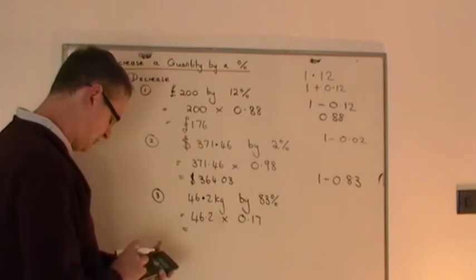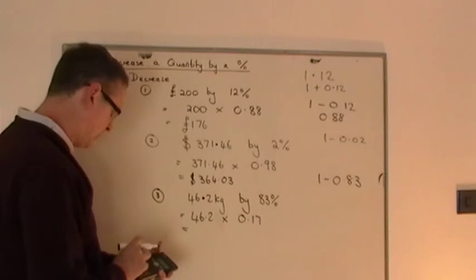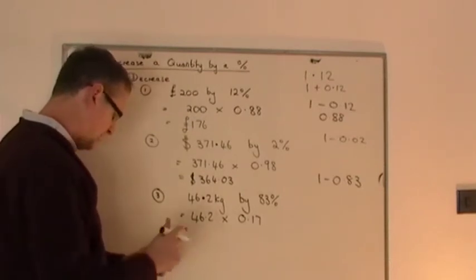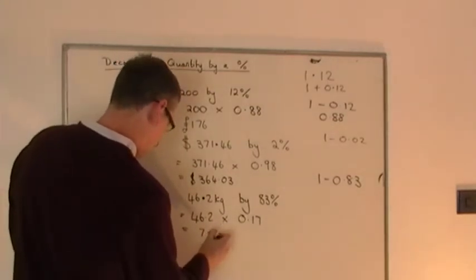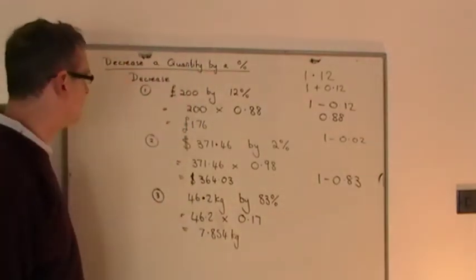So on a calculator, 46.2 times by 0.17, and you get an answer of 7.854 kilograms. And there you go. And it's as simple as that.